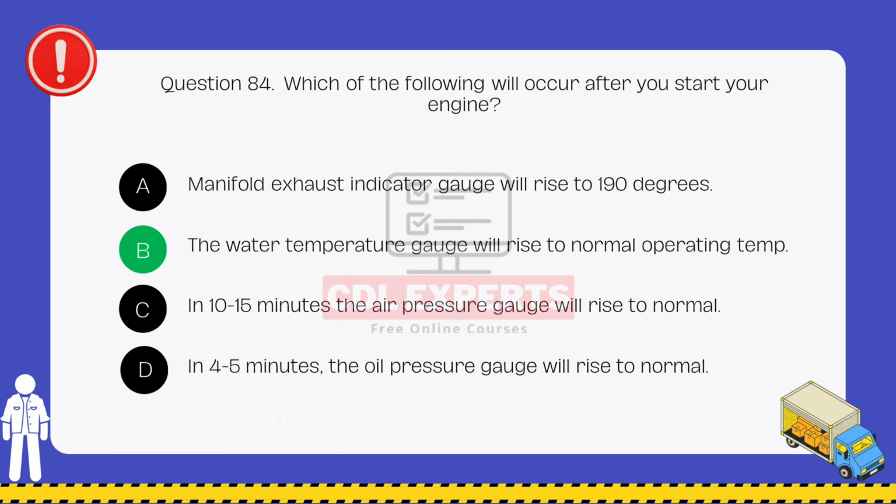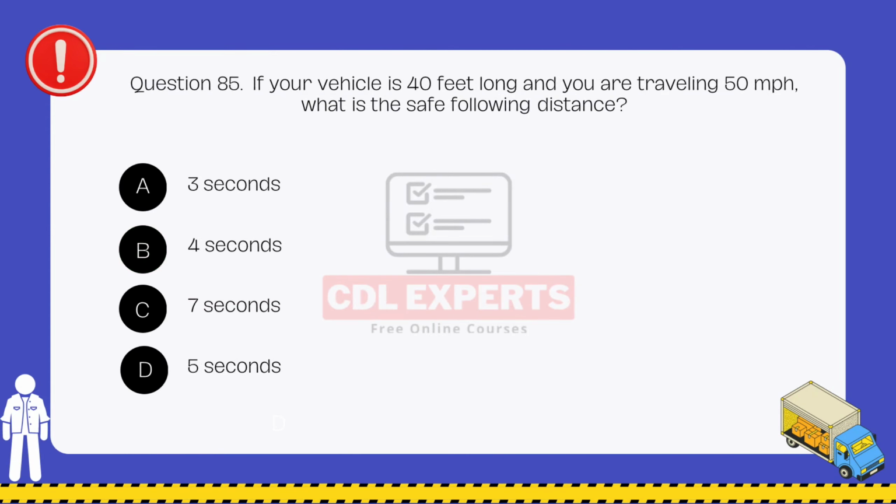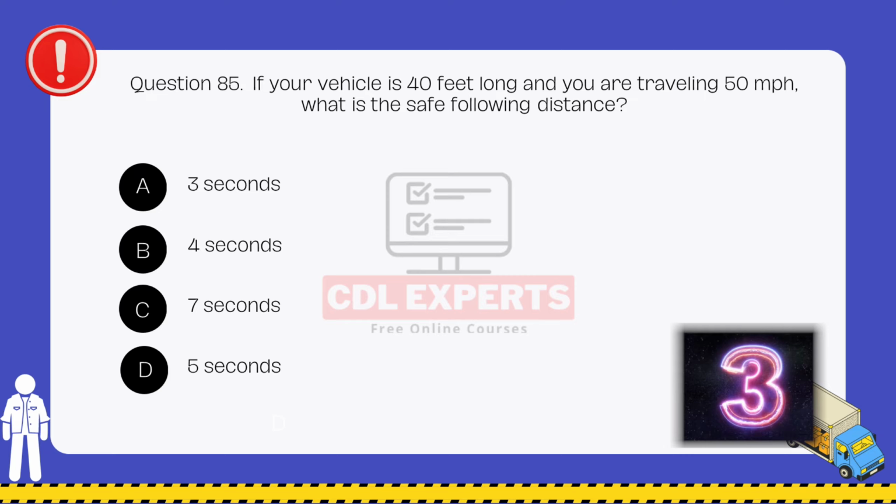The correct option is B. If your vehicle is 40 feet long and you are traveling 50 miles per hour, what is the safe following distance? 3 seconds, 4 seconds, 7 seconds, 5 seconds.